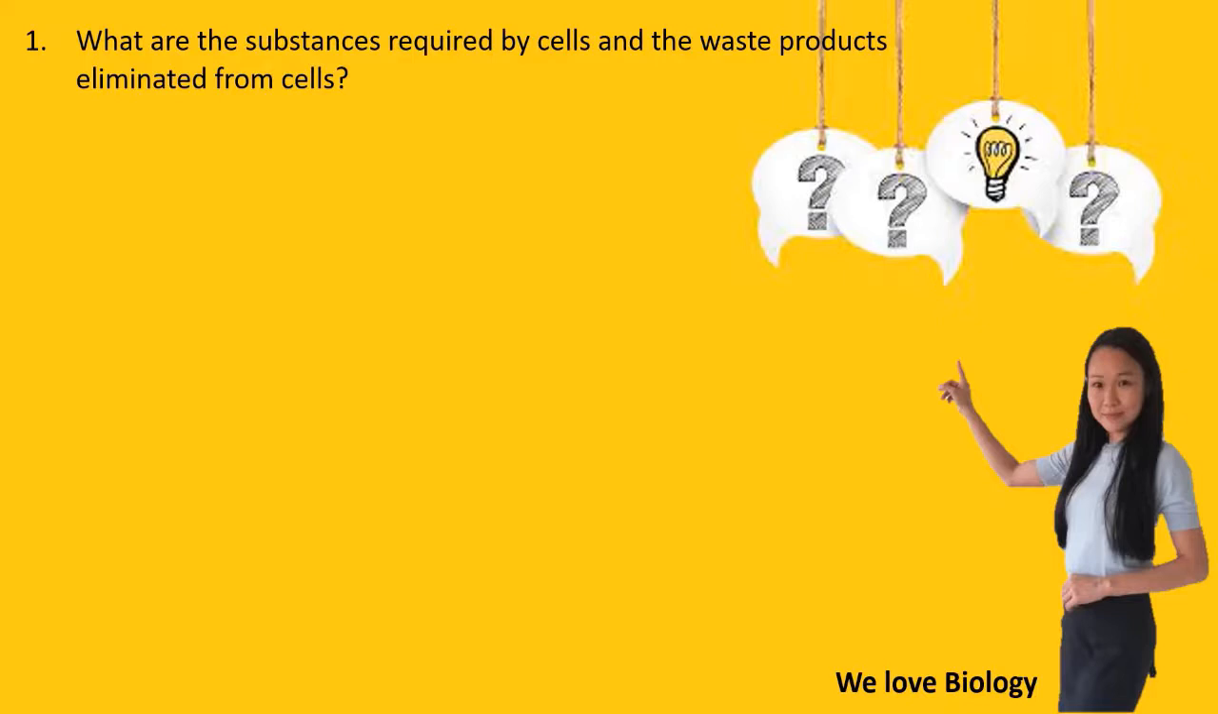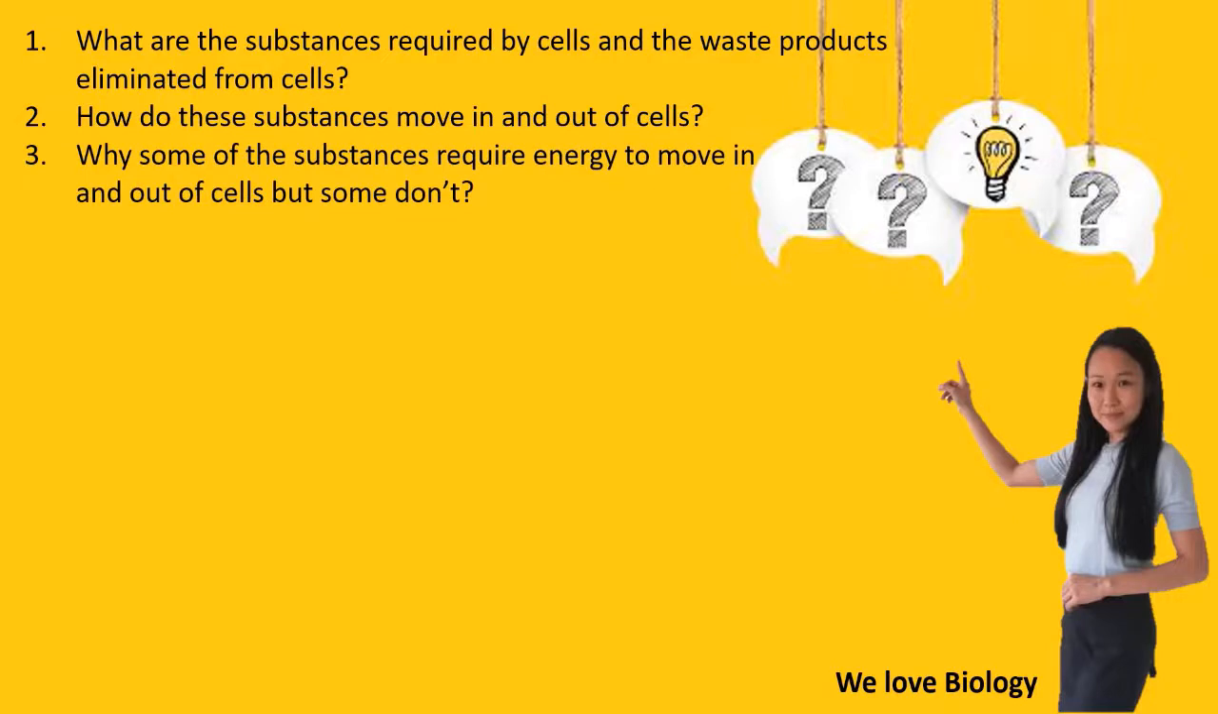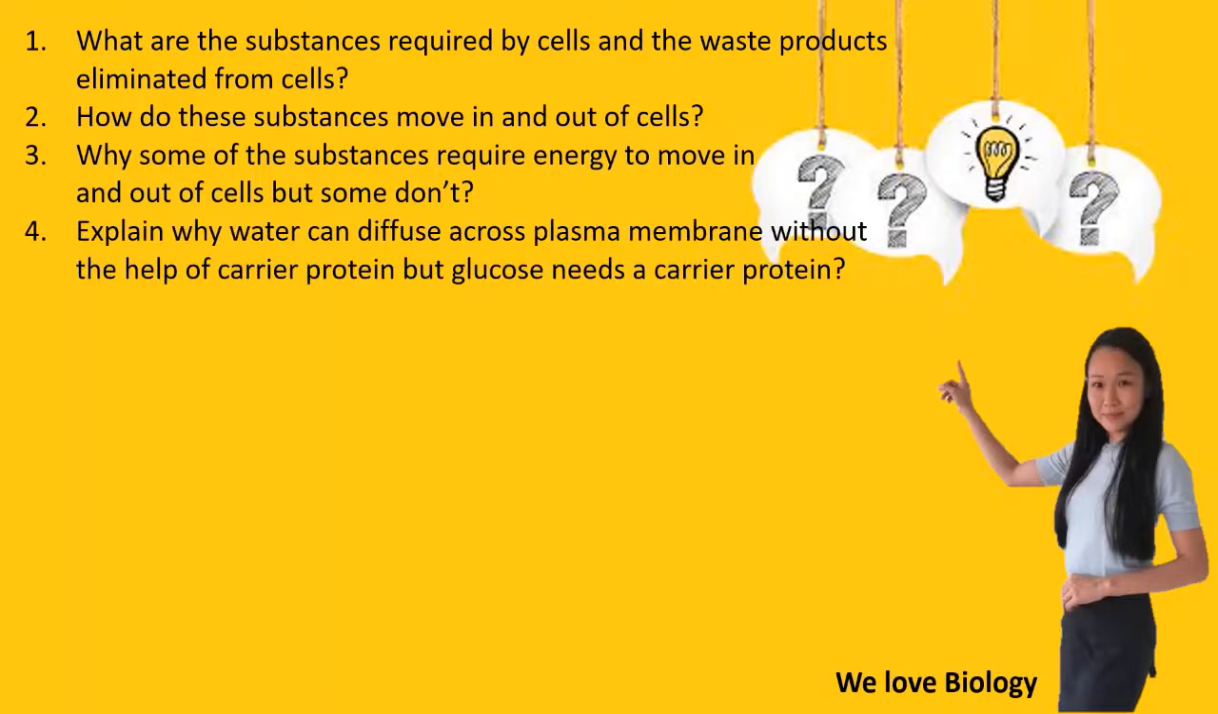Number 1. What are the substances required by cells and the waste product eliminated from cells? Number 2. How do these substances move in and out of cells? Number 3. Why some of the substances require energy to move in and out of cells, but some don't?